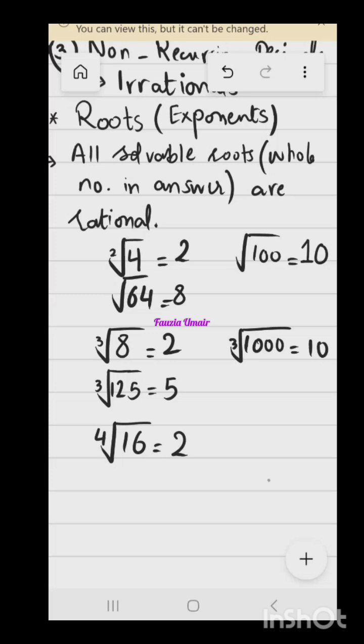Okay. So no one is having any question? Because when we solve the worksheet, we will quickly go through it.